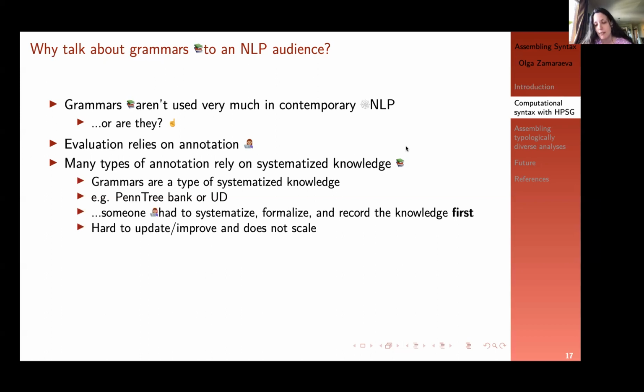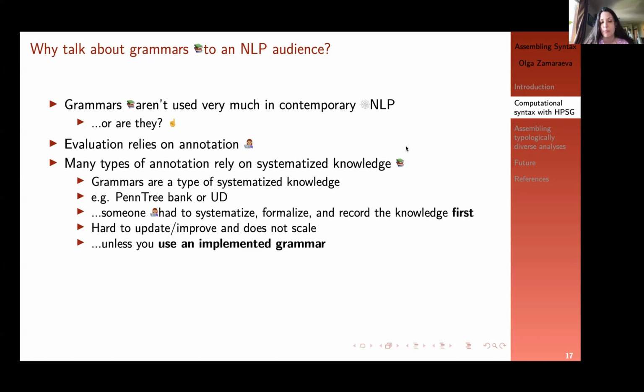Now, producing annotation of this sort by hand is hard to do. Humans are inconsistent, they make mistakes, and after we are done, it becomes hard to update and improve the annotation in a systematic way. And so in general, this approach doesn't really scale unless you use an implemented grammar of the sort that I am talking about here.